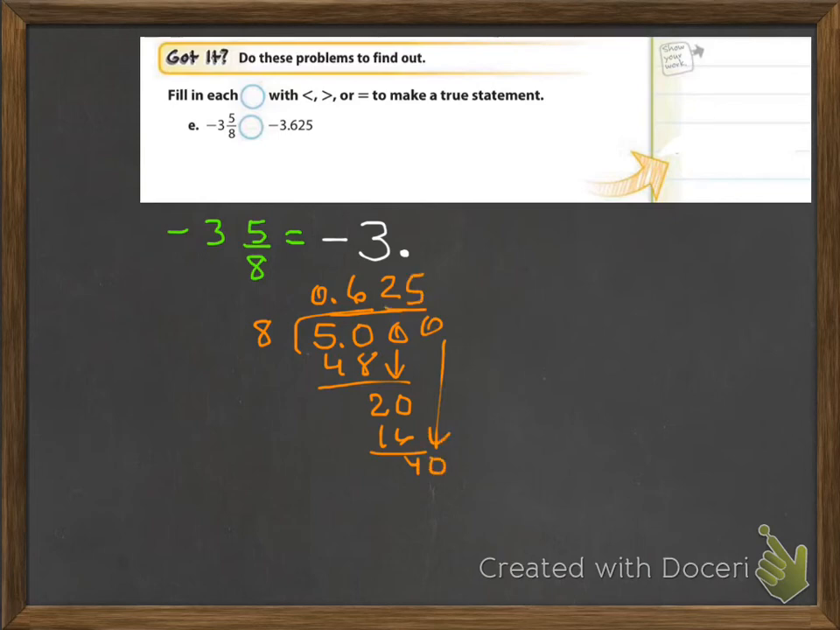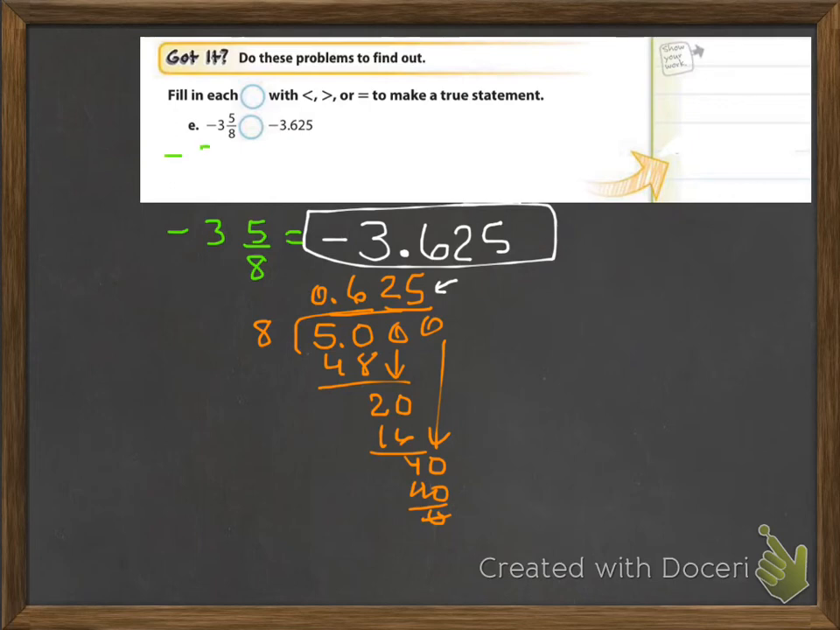8 times 5 is 40. And 40 minus 40 is 0. Perfect. So now we know that our answer, or our conversion into decimal form, is actually going to be negative 3 point, and then we take the 625. And remember, we got that from right there, okay? So now, I'm going to just put a box around that so that we can keep our attention there. Now we know that negative 3.625 is what actually goes right here.